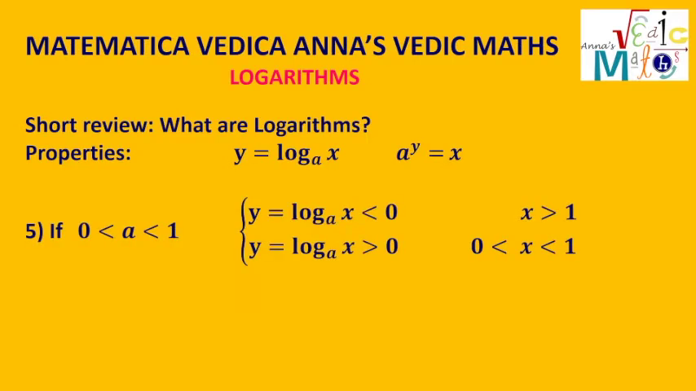If we study the sign of log base a of x when a is greater than 0 and less than 1, the situation is opposite. We have 2 possibilities. If we take numbers greater than 1, the function is negative. If x is greater than 0 and less than 1, the function is positive.